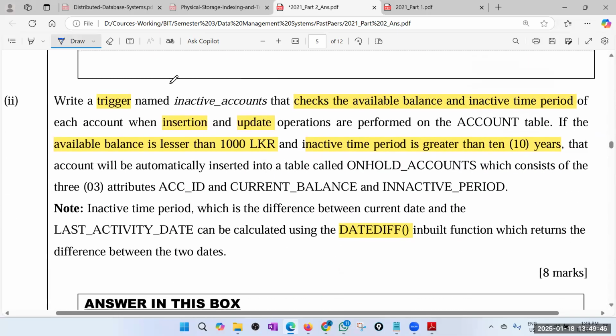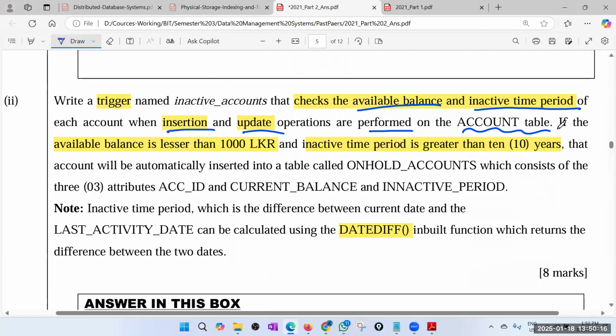Write a trigger named inactive accounts, use the same name, that checks the available balance and the inactive time period of each account when insertion and update operations are performed. That trigger must be for both insert and update, on insert, update, on the account table. The trigger is written for the account table.